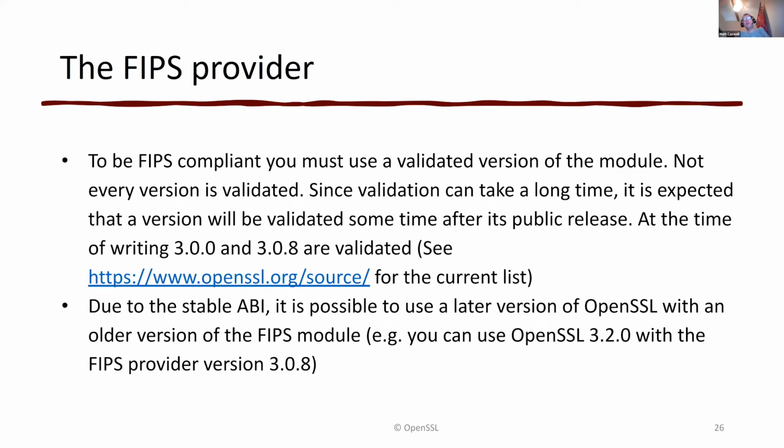You have to have a validated version of the module in order to be compliant, and not all versions of OpenSSL have a validated provider. Right at the moment, 3.0.0 and 3.0.8 are validated. There's a link there. The download page has the latest validation status, and that does change over time. And again, I'm going to cover more of this later in the talk on the FIPS provider. But as I've mentioned, you can use the latest version of OpenSSL. So you could use OpenSSL 3.2.0 and use a validated version for an older version, so 3.0.8, for example.